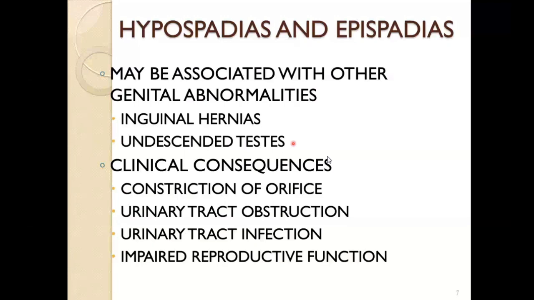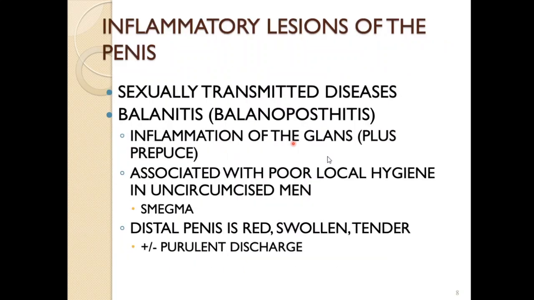The clinical consequences are constriction of the orifice, which means a decrease in the caliber of the urethral orifice; urinary tract obstruction because of that constriction; infection, which is a consequence of that obstruction; and impaired reproductive function of the organ. So that's all for the malformations.